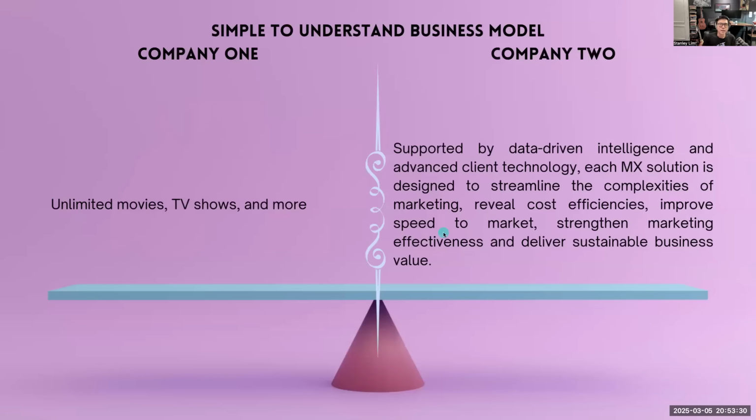Company 2, the way they describe themselves is they are a company supported by data-driven intelligence and advanced client technology. Each MX solution is designed to streamline the complexity of marketing, improve cost efficiency, improve speed to market, strengthen marketing efficiency, and deliver sustainable business value. Do you understand what the company does? I have to really dig quite deep into this company to understand what they're trying to say. But at first glance, it doesn't even take that much time.